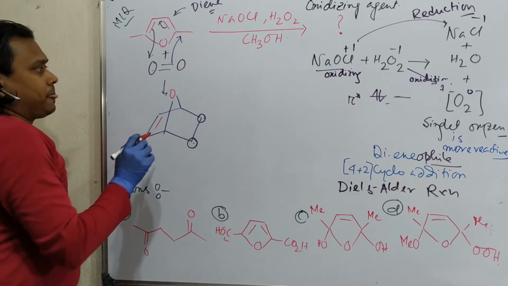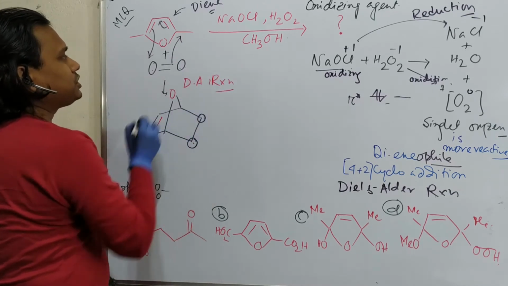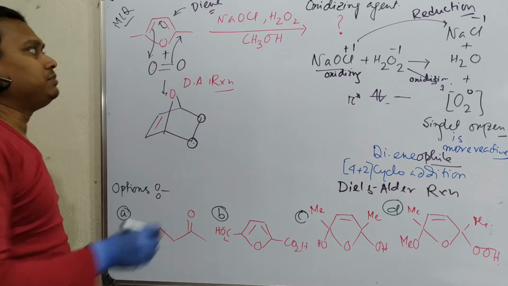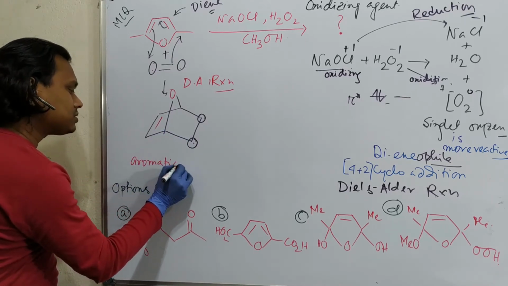Now this is the Diels-Alder reaction. This is a 4+2 addition. Question: why does furan act as a diene? Because after this reaction, you can see aromaticity is lost.